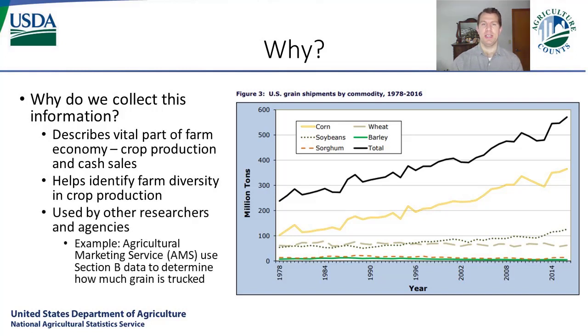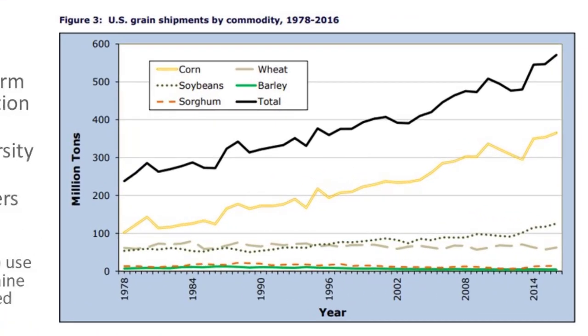Lastly, Section B data is used by other agencies and researchers in a variety of different ways. One example I found was AMS uses this data to track grain shipments by commodities and mode of transportation, which is something I didn't know about until looking into uses of ARMS 3 data.